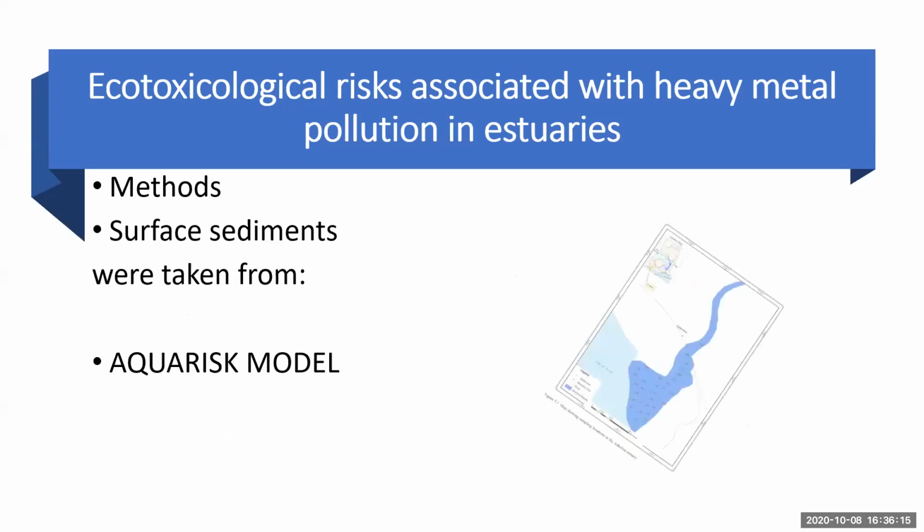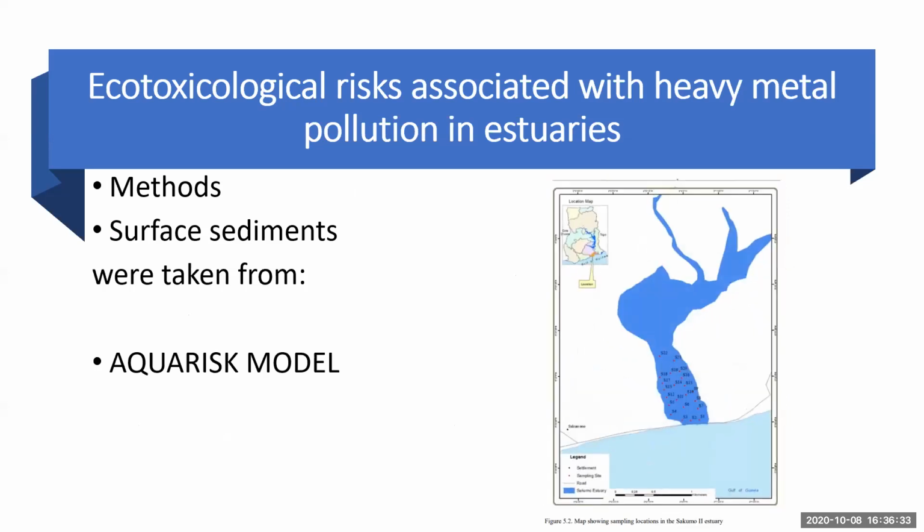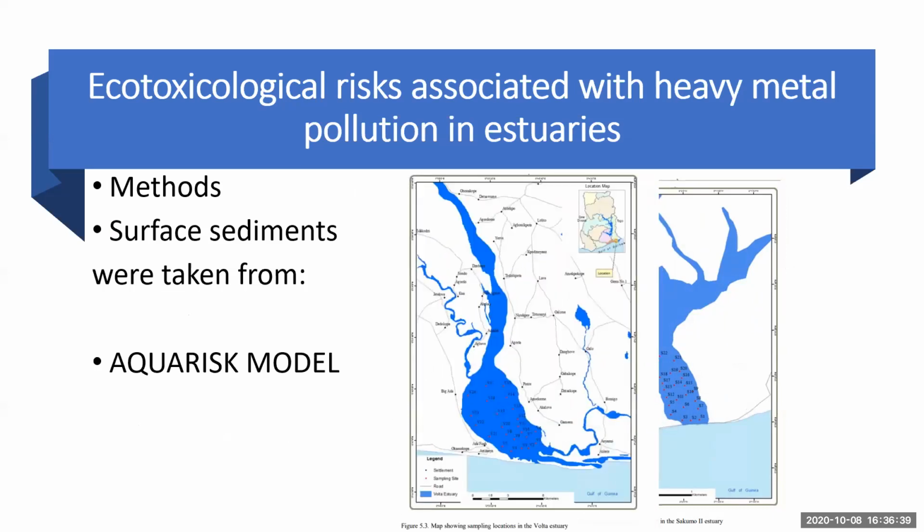Okay, so as I said, to do the risk assessment, we had to take surface sediments. This time around, we went back to these estuaries and took surface sediments from three of them: the Ankobra estuary, the Sakumo estuary, and also the Volta estuary. Now this was to also represent the geographical partitioning of the coastline.